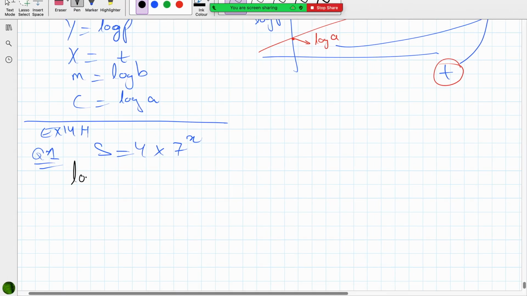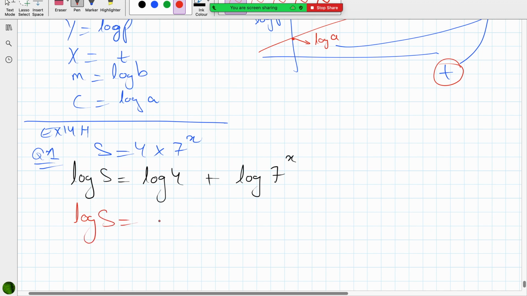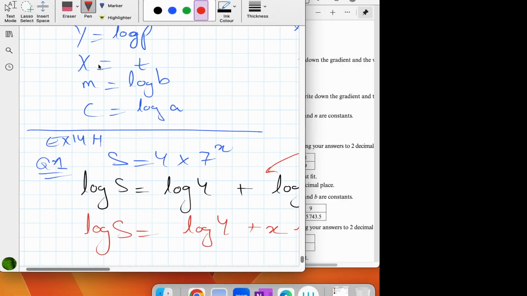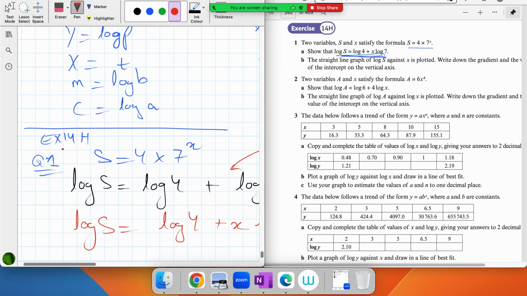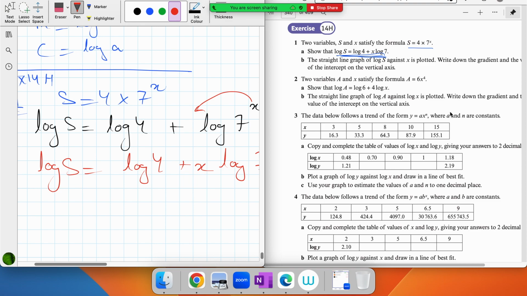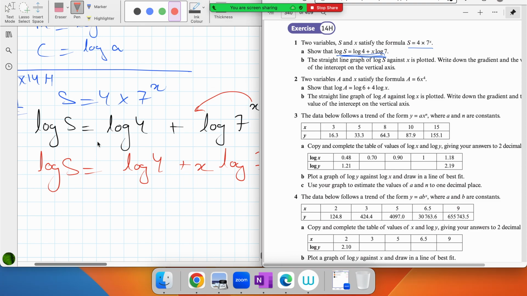This becomes log of s is equal to, may I directly write, log of 4 plus log of 7 raised to power x, because I know they're being multiplied, so in the form of logarithms we'll use an addition sign. If they were being divided, we would use a negative sign. So log of s is equal to log of 4, and using the power law, this x comes down, x log 7. And it is shown.